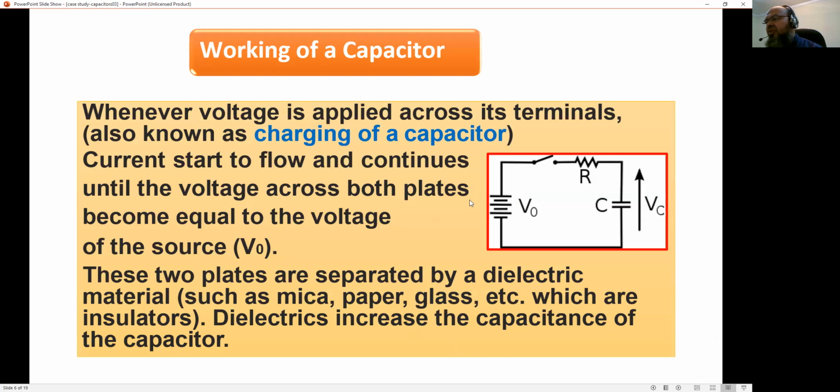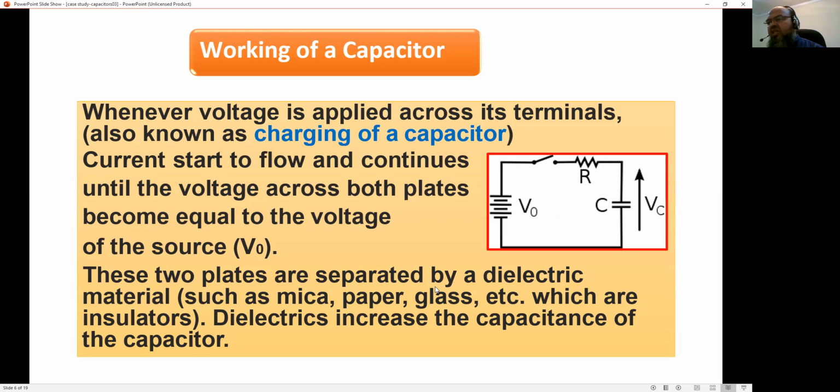Then how does a capacitor work? You see in the circuit diagram, a capacitor connected with some resistances and a DC source applied across it. When the voltage is applied across the terminals of this capacitor, current starts to flow and continues. This is the important part: until the voltage across both plates becomes equal to the voltage of the source. It means if you have applied 10 volts, then when the potential difference between the capacitor plates becomes 10 volts, the process of charging will stop, and this takes a fraction of a second. The process takes place in a nutshell. It doesn't take much time.